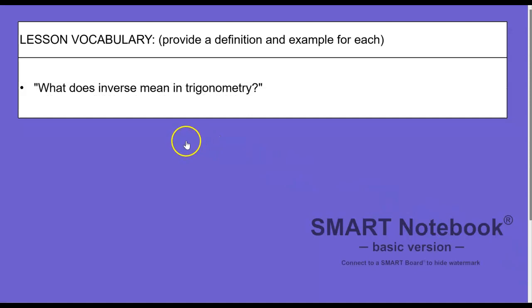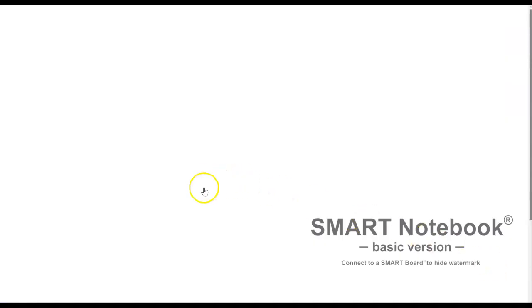And as far as vocabulary, what you want to do for this portion is get on Google and type in what does inverse mean in trigonometry. Okay, some of you guys will see different things. That's fine. As long as you type this in, it should be appropriate. And go ahead and take some time to jot that in your notebooks. Okay, it'll really help you guys out.